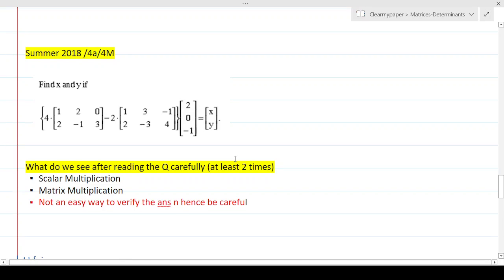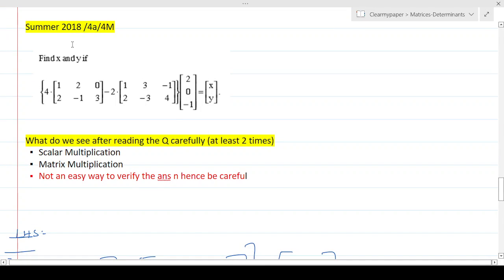Now the next question that I mentioned was the last question in summer 2018, the same paper 4A, for 4 marks, where it asked me to find x and y. There is an equation given, and I need to find x and y. So again, this is a simple problem. If I read it peacefully, take a deep breath, what do I see in the problem? I see there is a scalar, there is a matrix, so I know there is going to be a scalar multiplication on this and this. Then this arrow shows me that there are going to be 2 matrix multiplications. There's going to be a matrix on the left side and a matrix on the right side.